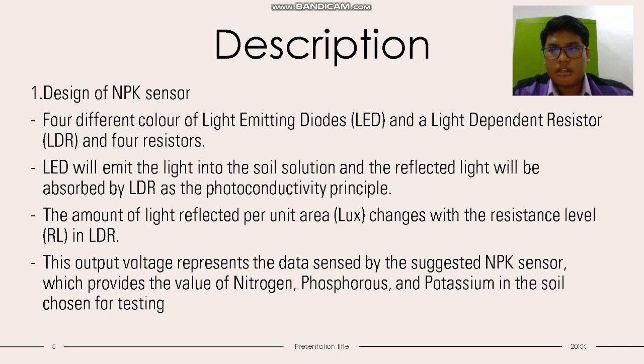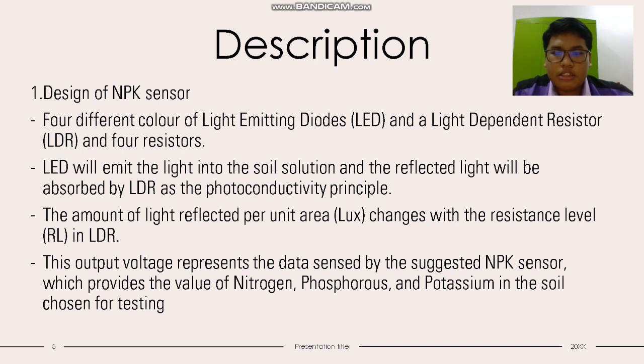So, the design of the NPK sensor. First, we need 4 different colors of light emitting diodes, which is LED, a light dependent resistor, LDR, and 4 resistors. The LED will emit the light into the soil solution, and the reflected light will be absorbed by the LDR as per the photoconductivity principle. The amount of light reflected per unit lux changes with the resistance level RL in the LDR.